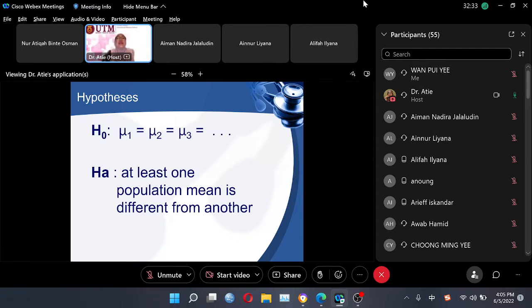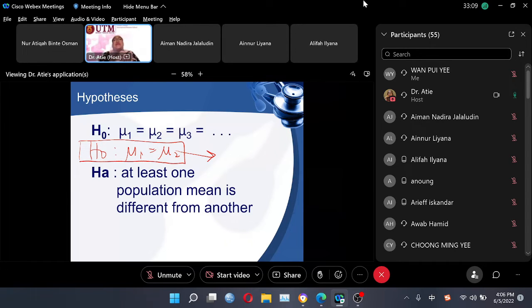Before, when we had the independent t-test, we have H0: mu1 is equal to mu2, because we only have two samples or two groups that we want to compare. But for the ANOVA, we have more than two groups. We may have three groups, four groups, 10 groups, and so on. So you need to write it just like for the independent t-test, but you need to expand it based on how many groups, how many samples you have.